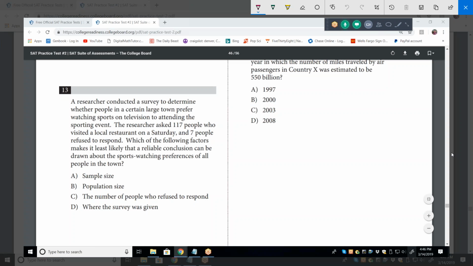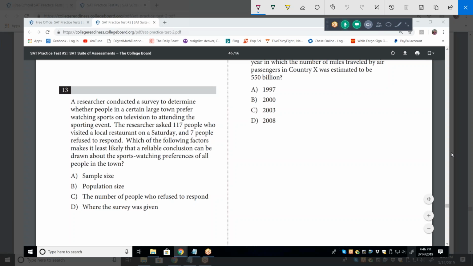So just looking at the answers automatically, I think I can rule out population size as one of them. Okay. And I can also rule out the number of people who refuse to respond. Okay. And then I would say that it's a biased sample, so I would choose D. D as in David? Yes.